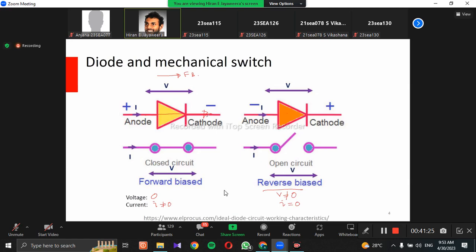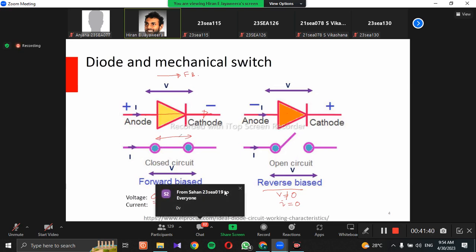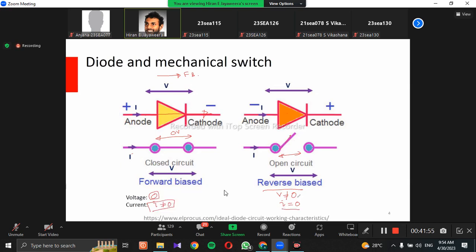So this one is exactly analogous to a closed circuit and an open circuit. When you have a closed circuit, what is the potential drop across this switch? It's 0 volts, but you have a current. So it's 0 volts and you have a non-zero value for the current. And when you have an open circuit, you have some potential difference here, but still you don't have current.